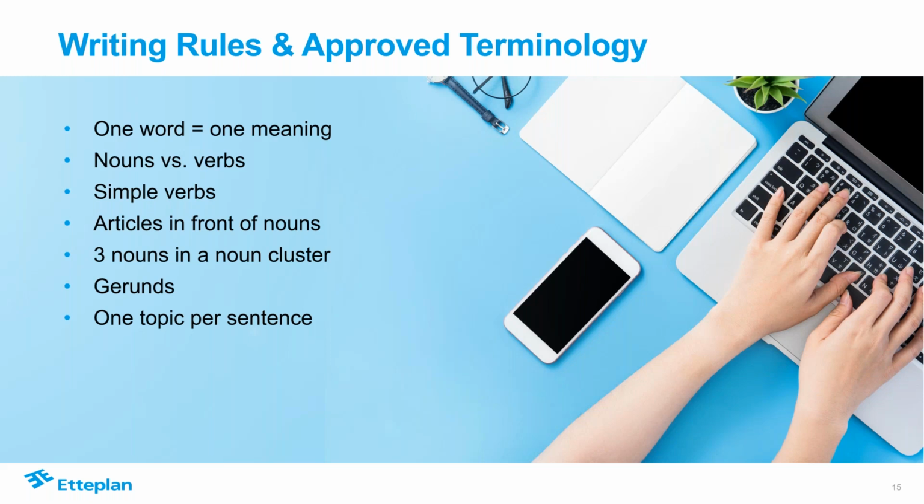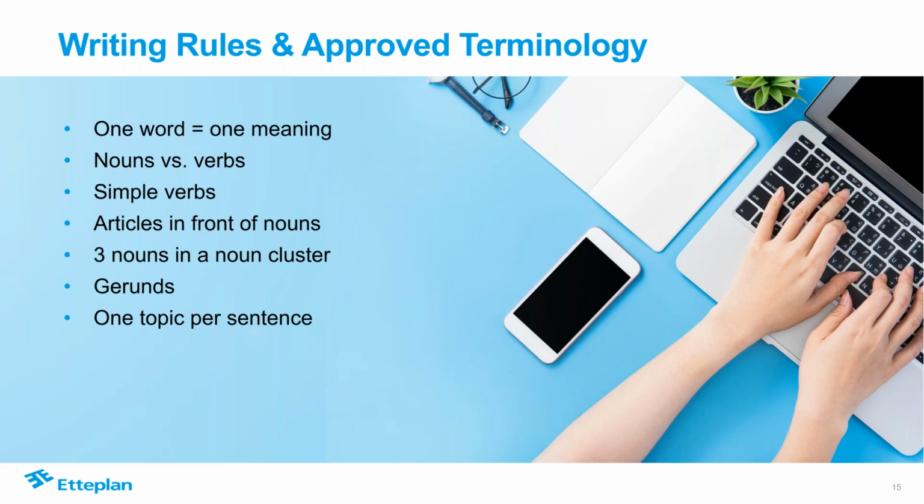Articles in front of nouns: sometimes nouns can be used as a verb as well, and by putting an article in front of it, it's actually making it easier for an end user to recognize that word as being a noun. Not more than 3 nouns in a noun cluster, because you're going to make things very complicated otherwise. People are going to have a hard time connecting which word belongs to what other word, and having 3 nouns, so an uneven number, will help that.